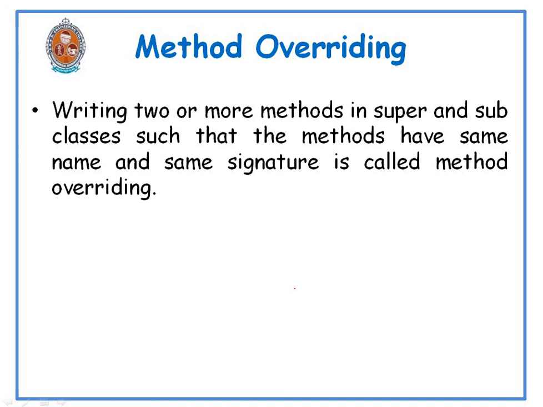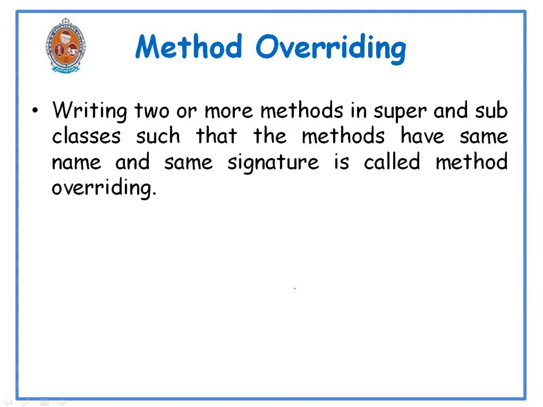In method overriding we write two methods, one in the superclass and another one in the subclass, such that both methods have the same name and the same signature. That is known as method overriding. So in method overriding, both methods have the same name, one in the superclass and one in the subclass. How the JVM knows which method is called is based on the object creation. So in method overriding, the compiler comes to know which method is called based on the object we are creating for the class.